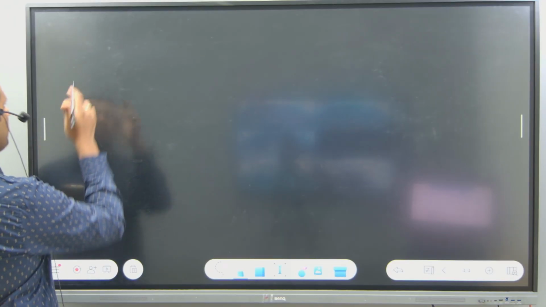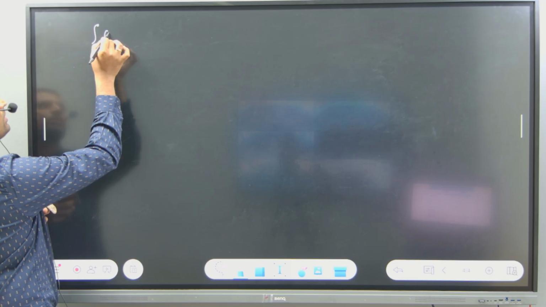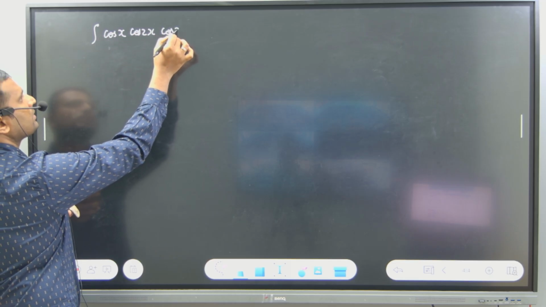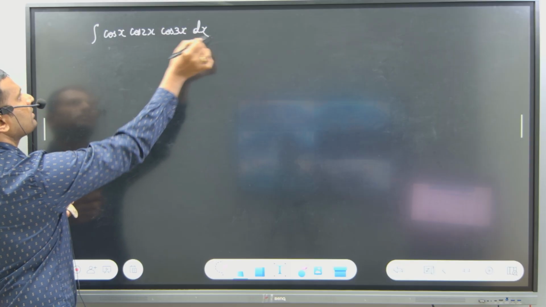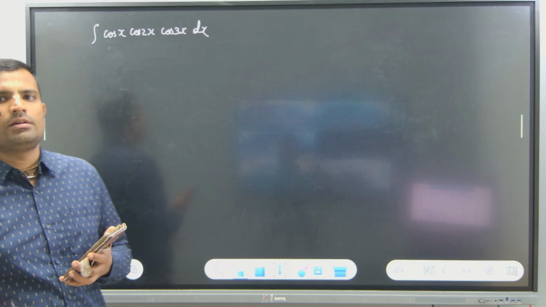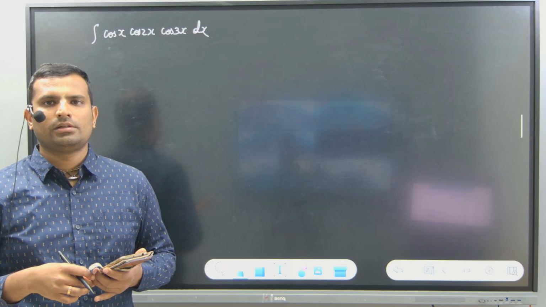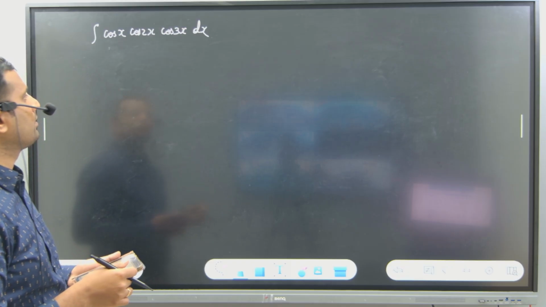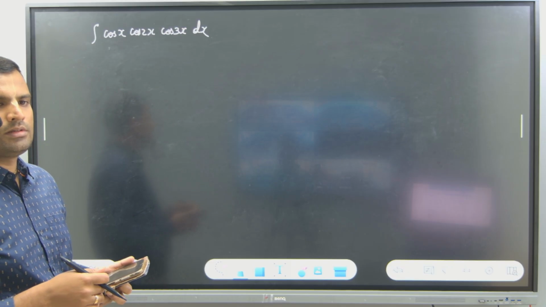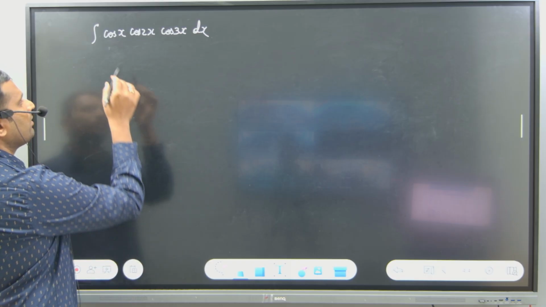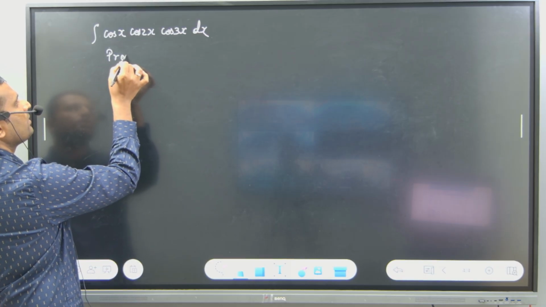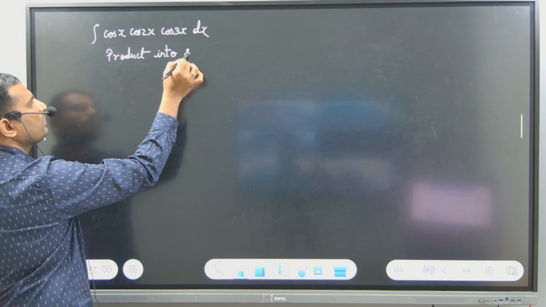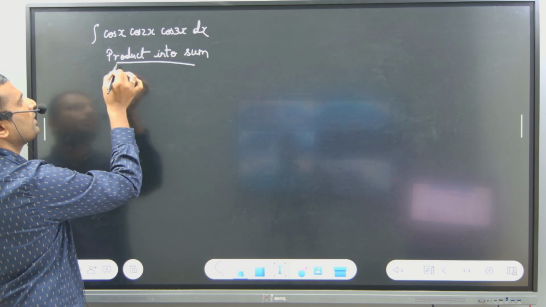How do you integrate cos x into cos 2x into cos 3x? How do you integrate like this when there are product of three terms? Anybody? What should be our approach? When there is product, you should convert product into sum. So you should know the identity.